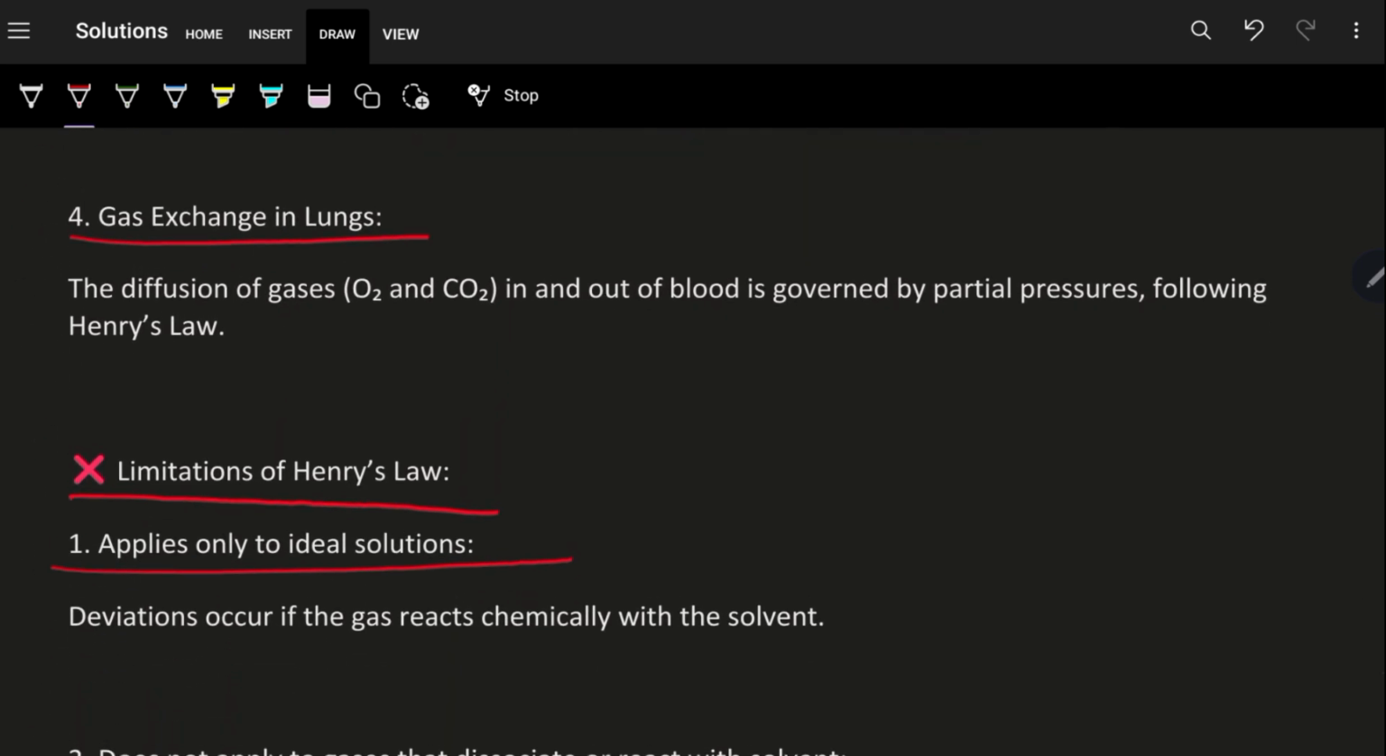We see Henry's law application in the gas exchange in the lungs. The diffusion of the gases O2 and CO2 in and out of blood is governed by the partial pressures applicable, as we have seen in Henry's law.